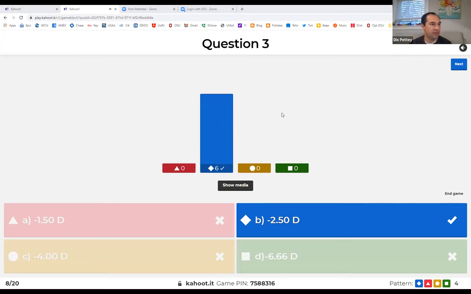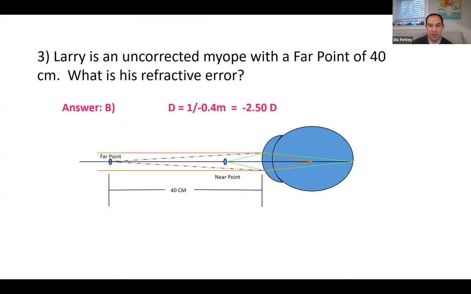Love it when everybody gets it right here. Okay, so this basically explains far point and near point. For an uncorrected myope with a far point of 40 centimeters, the power is just 1 over -0.4 meters, right, 40 centimeters. Comes out to -2.5. Great job. The next question is also related to this -2.5, so don't forget that number yet.